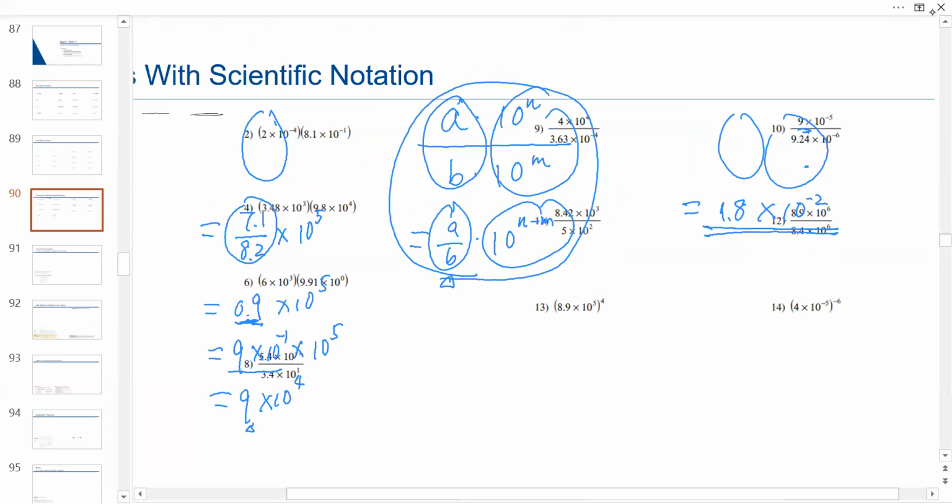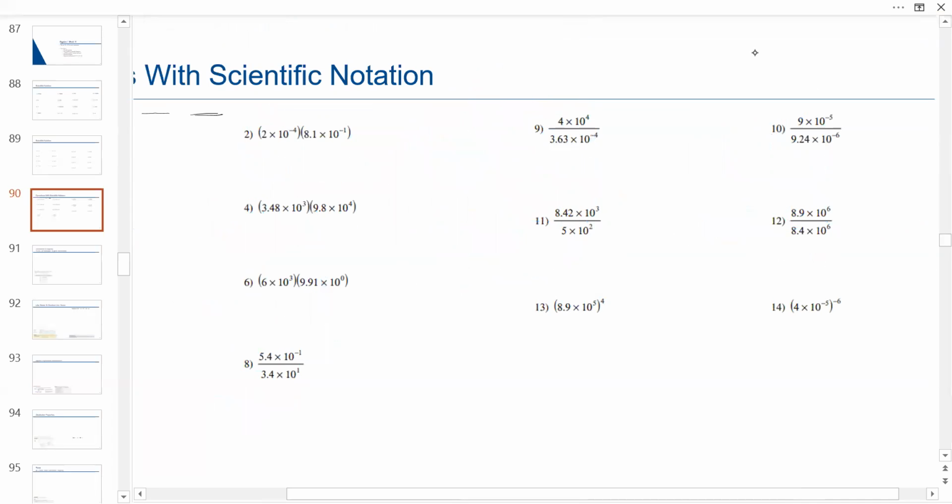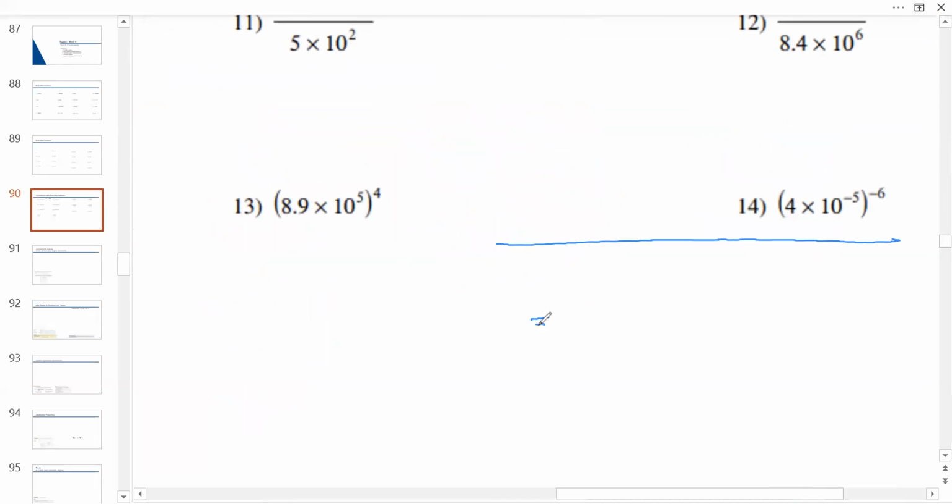What about their power? Power rule. So it's the same as previously. I'll skip this part. Let's see 13 here. This is the power law for scientific notation. So let's go back to the general one more time.